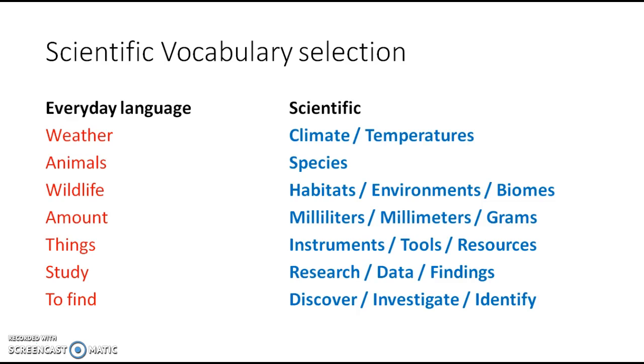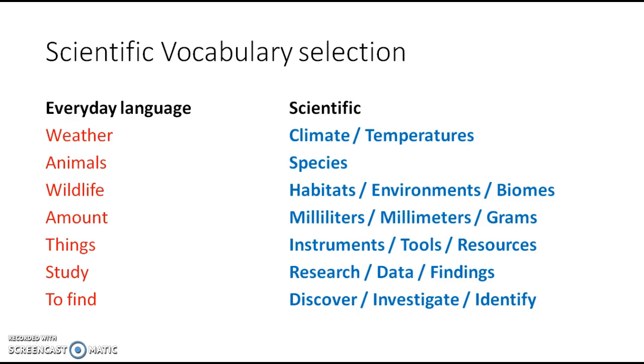But instead of saying "weather", which my mum and dad would say to me, "climate", or talking specifically about temperatures would be a much better way of doing that. Instead of "animals", we could use "species". Instead of "wildlife", we could use "habitats", "environments", "biomes". These words are much more scientific in nature.